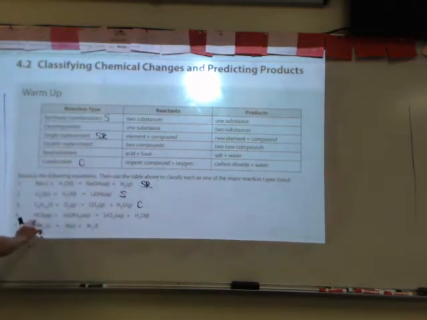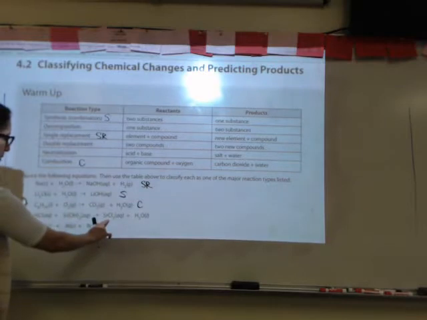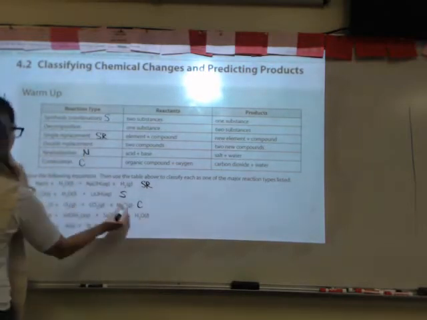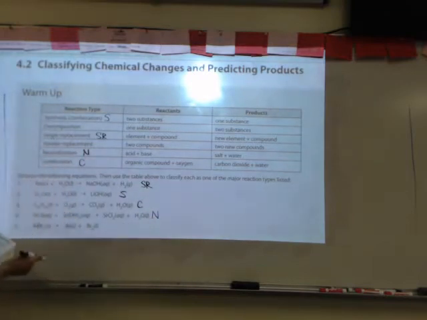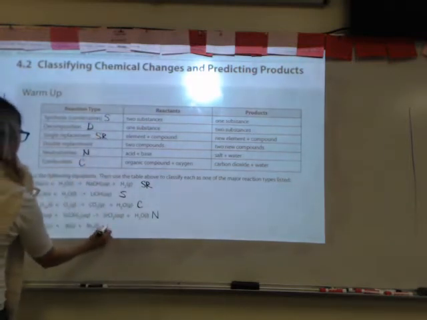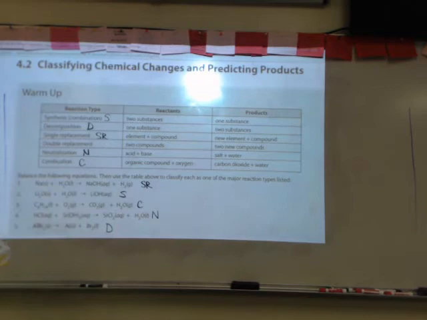Number 4, HCl. This is hydrochloric acid combining with strontium hydroxide, which is a base, making strontium chloride, which is a salt, and water. So this would be a neutralization reaction, which I'm going to abbreviate with an N. Number 5, this is aluminum bromide decomposing into aluminum and bromine. So I have one reactant decomposing into two different substances. So this is decomposition, and I'm going to abbreviate that with a D.